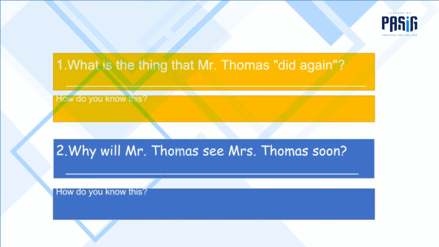Question number 1. What is the thing that Mr. Thomas did again? And how do you know this? Question number 2. Why will Mr. Thomas see Mrs. Thomas soon? And how do you know this?